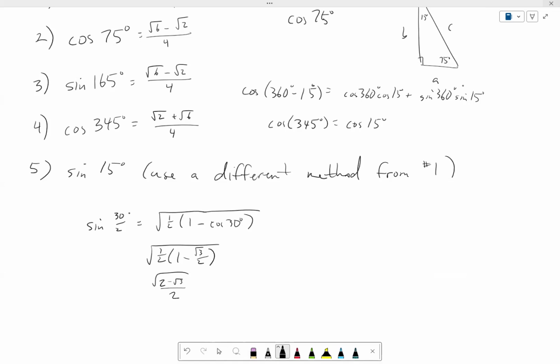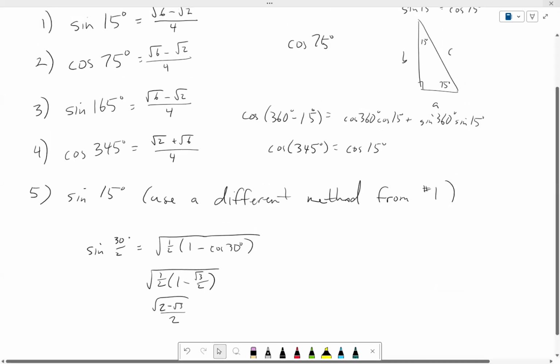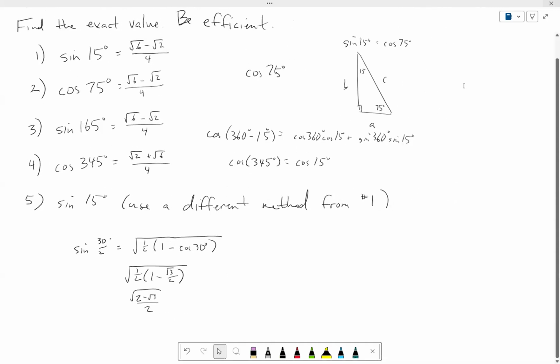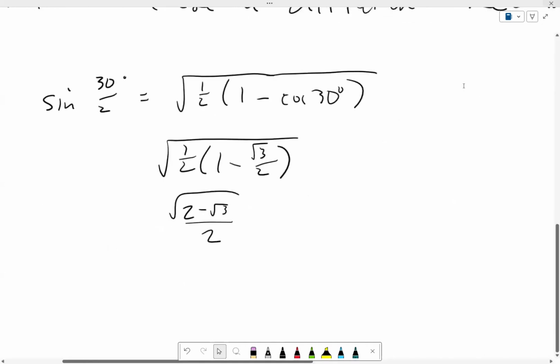And this is equal to, do you know what this is equal to? Root 6 minus root 2 over 4, right? The same thing that we have for number 1, number 2, and number 3. But I don't need you to simplify it further. Do you have any techniques to simplify this?